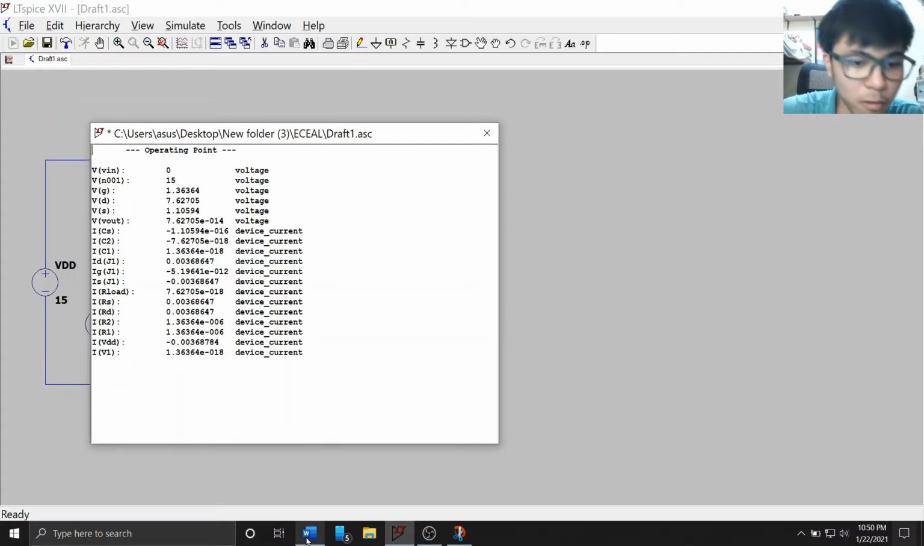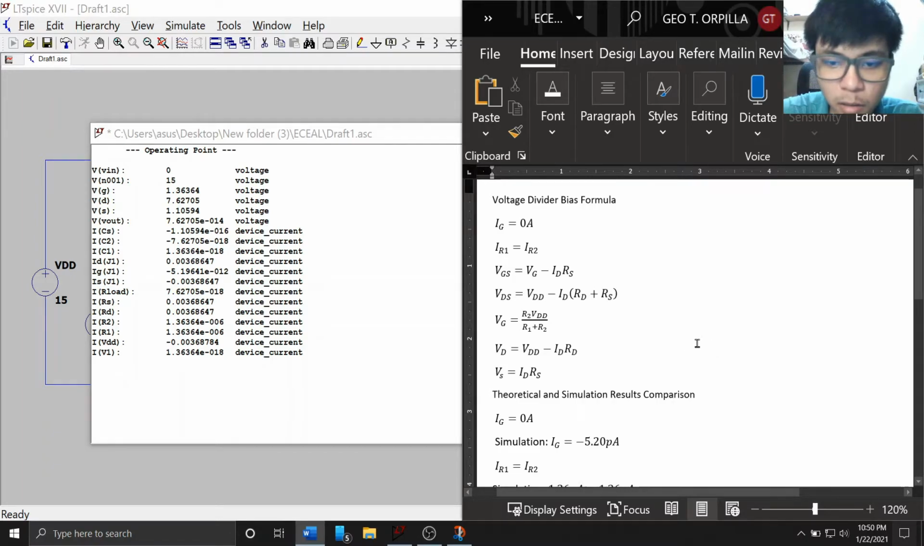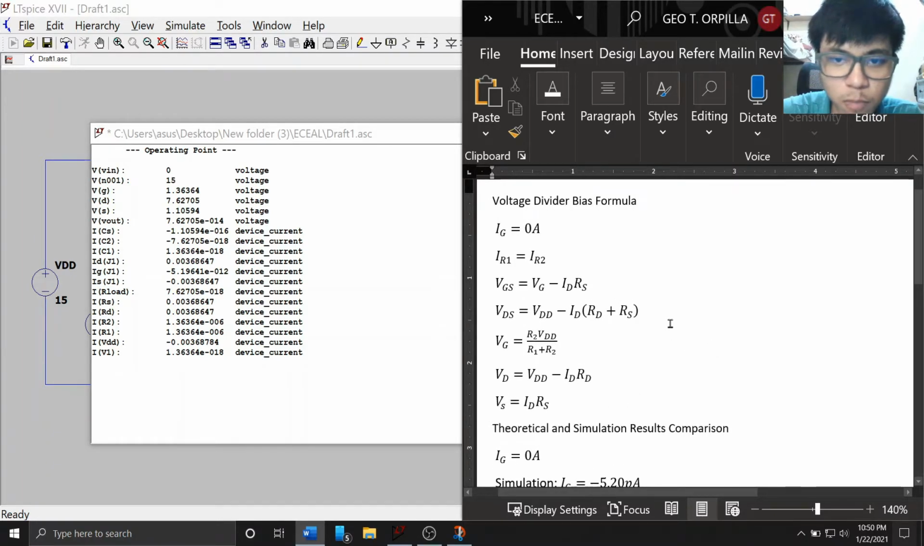So I have here prepared a document which presents the comparison between theoretical and simulation results. So let's first visit the equations to be used. So we have here the voltage divider bias formula. So we assume that Ig is equal to 0. The current across resistor 1 is equal to the current across resistor 2. VGS is equal to VG minus ID times RS.